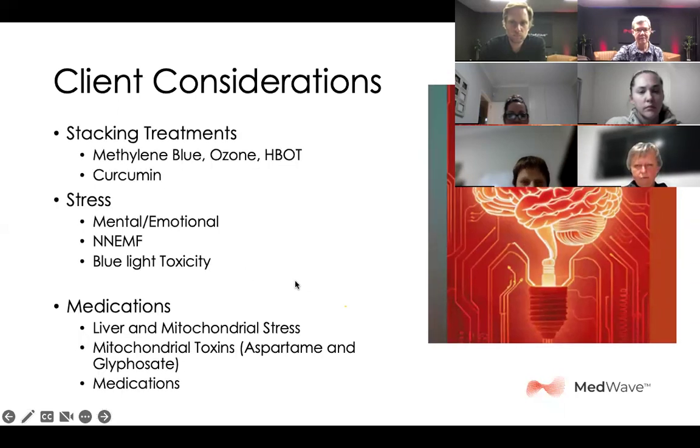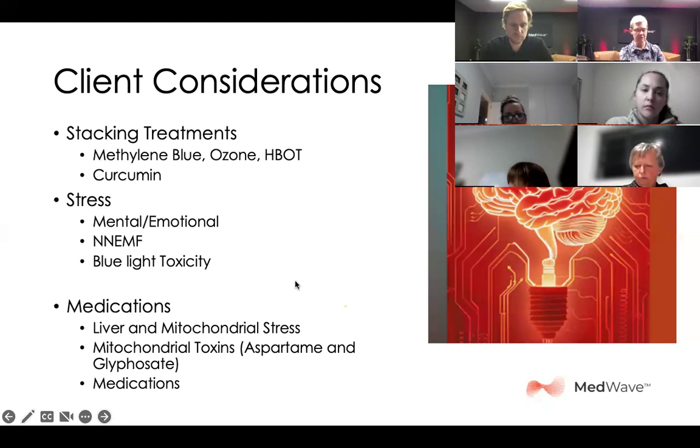So the other considerations, and it's one of the reasons why we have a conversation with our clients around the other things that they might be doing, stacking treatments like using methylene blue, ozone therapy, hyperbaric oxygen therapy. All of those are already demanding more activity and adaptation from the mitochondria. So we might need to space things out.